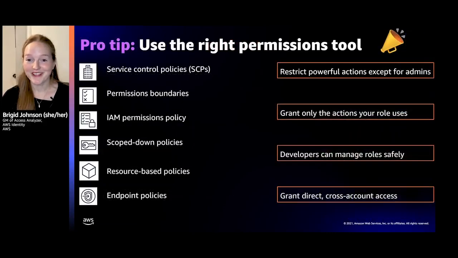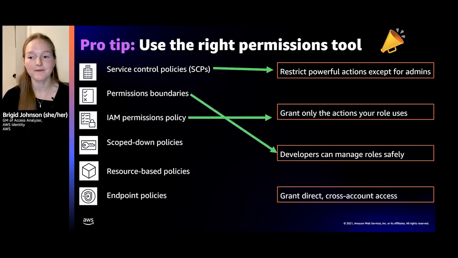My first pro tip for you today: use the right permission tool. So let's give you a little test. If you want to restrict powerful actions except for admins, what are you going to do? Service control policy. If you want to grant only the actions your role uses, you're going to use a permission policy, because you're granting access, an IAM permission policy. Developers can manage roles safely? You're going to use a permission boundary. And to grant direct cross-account access, you're going to use a resource-based policy.